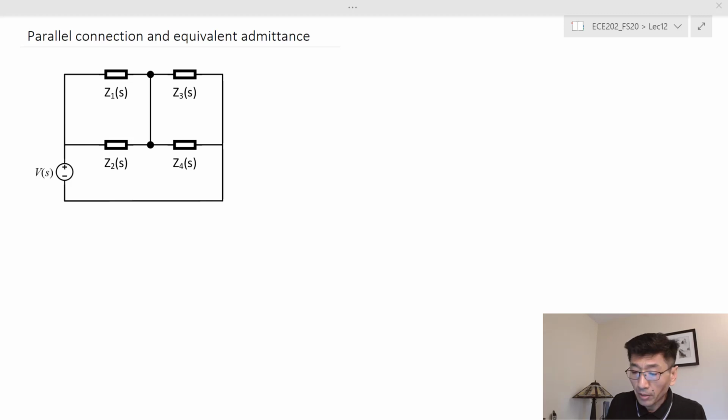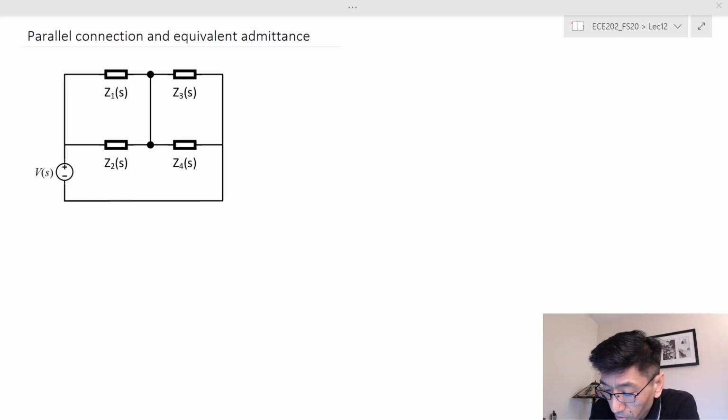Let's look at the parallel connection. For the parallel connection, first we need to be able to tell whether two elements are connecting in parallel or not, right? We can tell two elements are connecting in parallel if they form a loop or mesh without additional elements. So in that case, they are connecting in parallel.